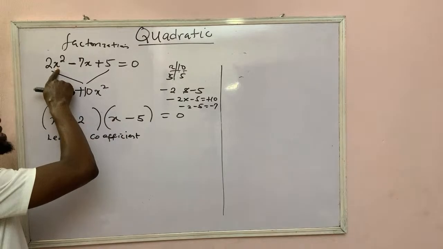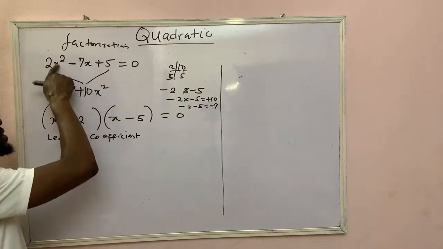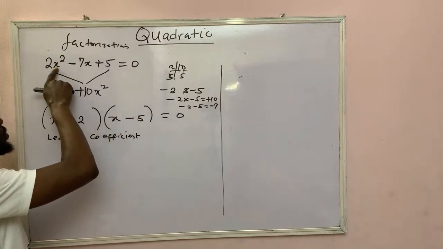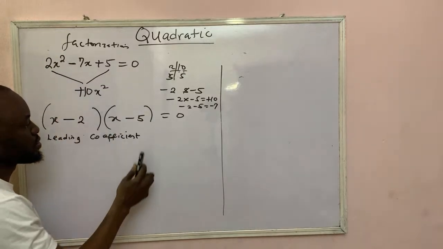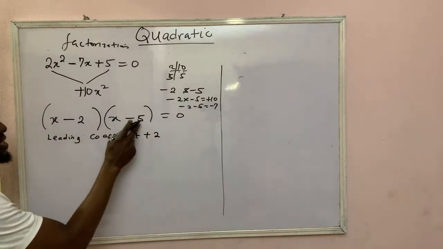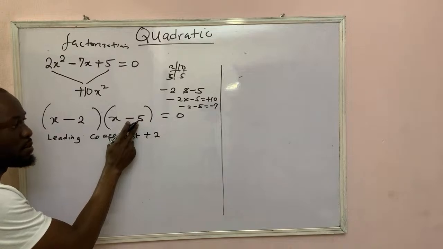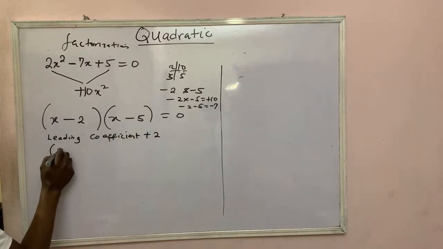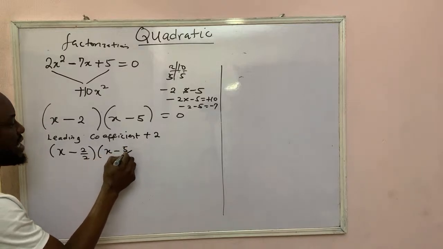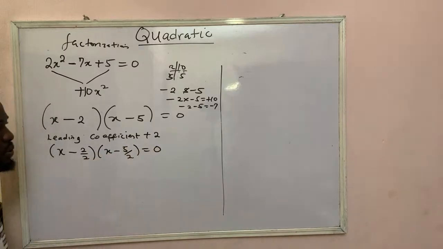So look at x. x raised to the power 2 is the highest order in this expression. So the coefficient of x squared is 2, a positive 2. So I will divide the factors by the leading coefficient. So I have (x minus 2 half)(x minus 5 half) equals 0.